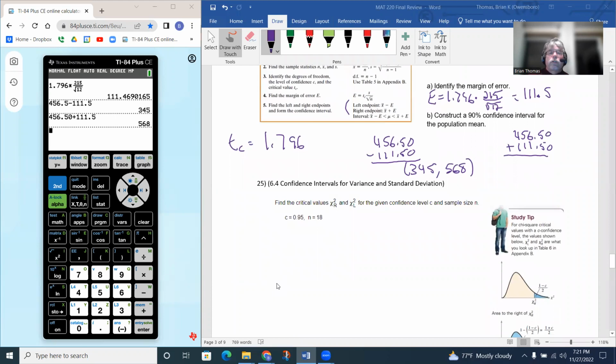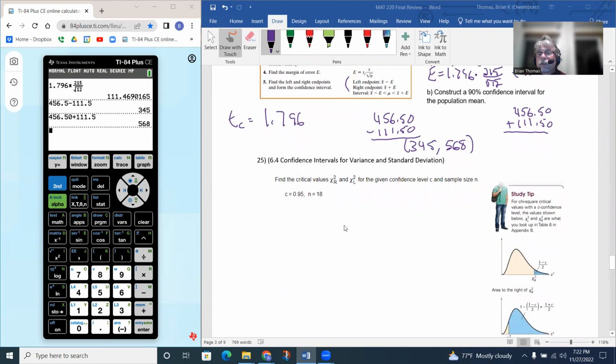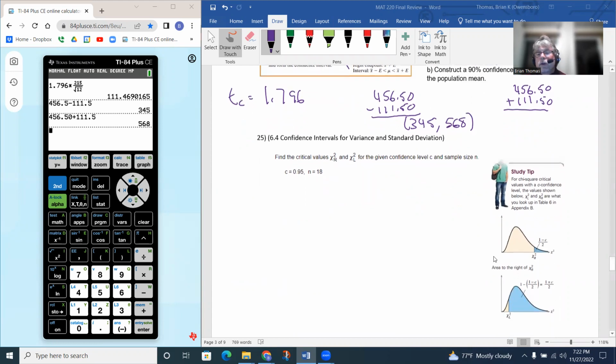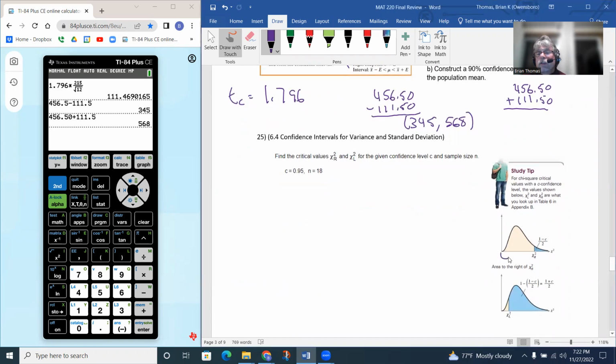So the next one I'm going to do is question 25. This is going to be from 6.4, confidence intervals for variance and standard deviation. So this is when we do these chi-squared strategies. Remember, chi-squared is not normally distributed in the sense that we are familiar with. Notice how 0 is actually over here and it counts up from there. So keep that in mind, that 0 is actually over here, not in the middle like a normal distribution.